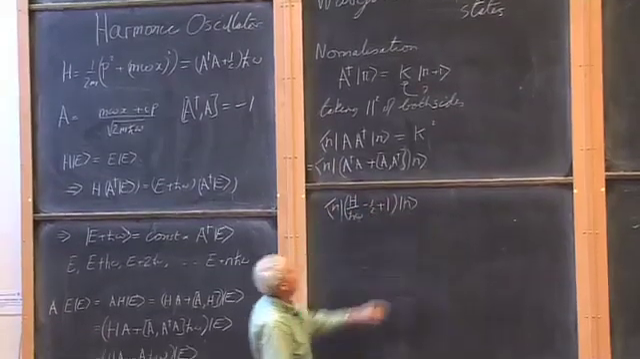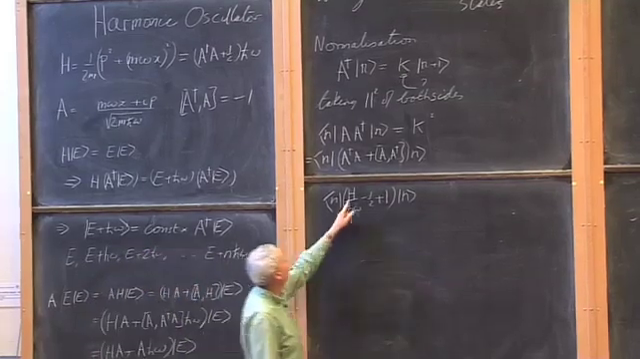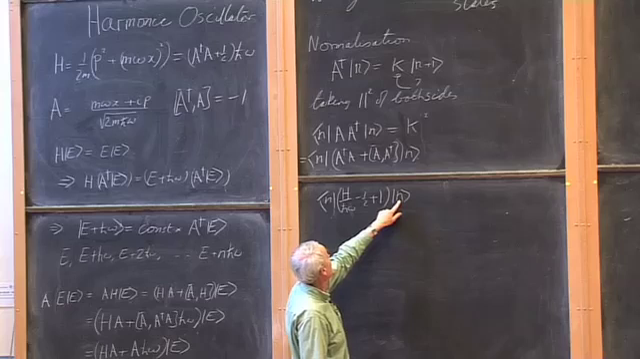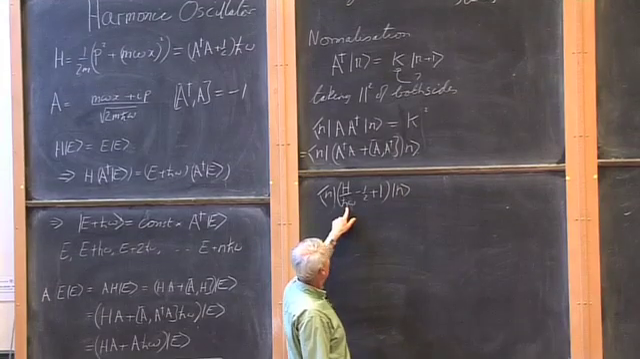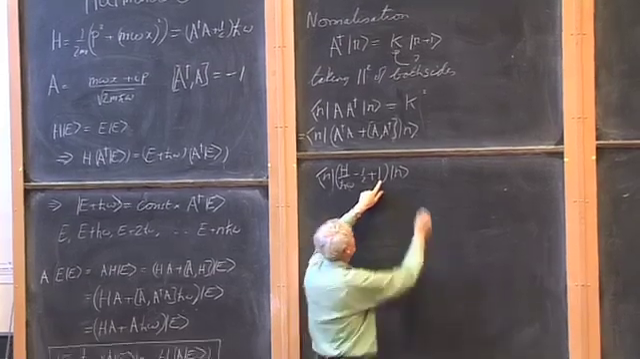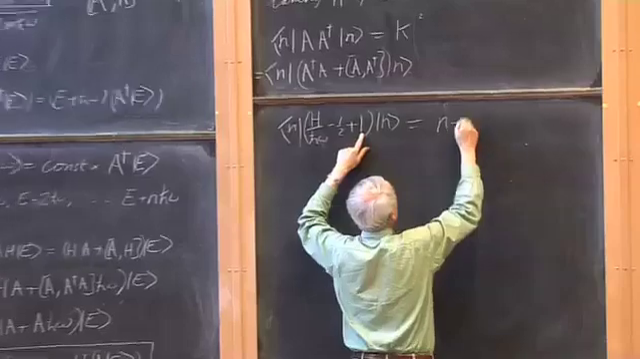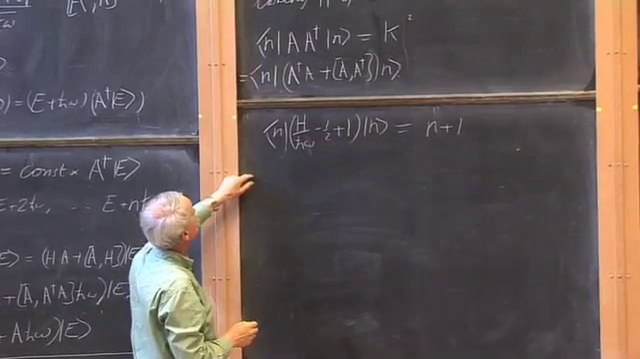H on n is equal to n plus a half h bar omega by definition. So this on this produces n plus a half h bar omega divided by the h bar omega, and we have n plus a half. Take away a half, we have n. Add 1, we have n plus 1. So this is in fact equal to n plus 1. So what?